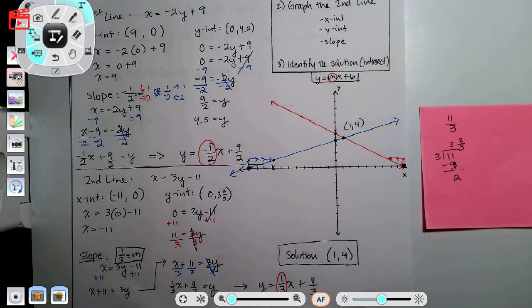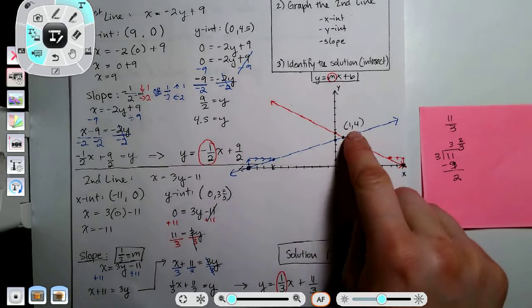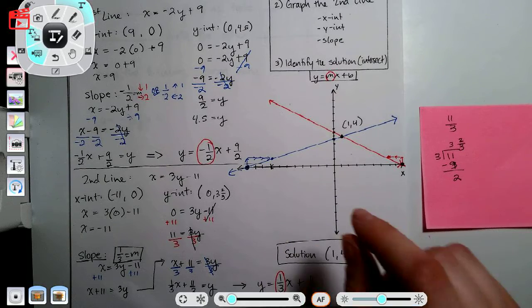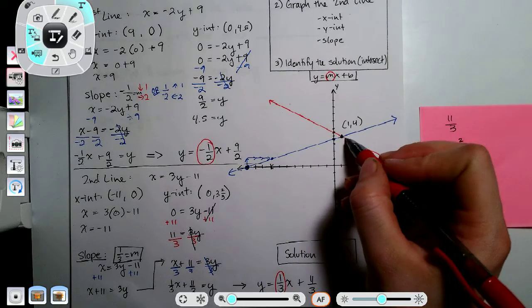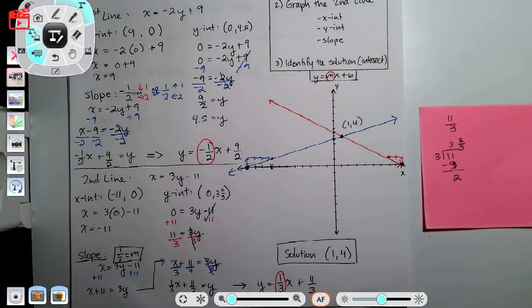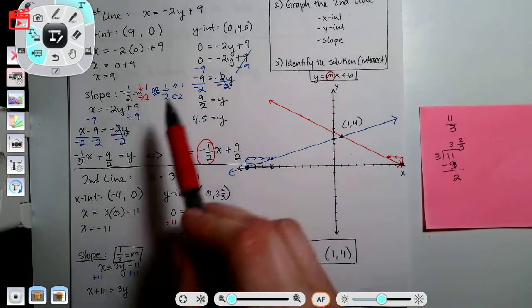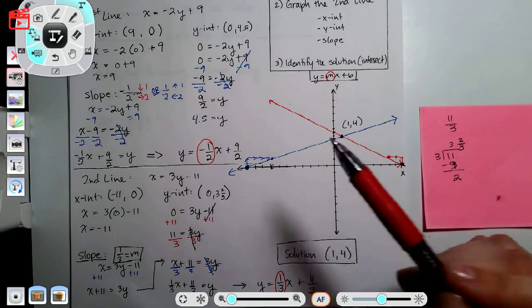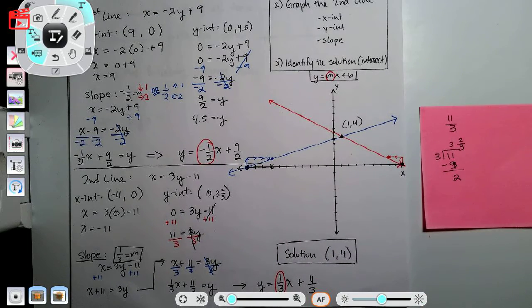The nice thing about this is that was an exact answer, 1, 4. But what if my answer was actually going to end up being a decimal? What if they intersected somewhere weird like this where I wasn't certain if it was a half or a fourth or something? Because graphing doesn't always work well, we wanted to have other methods. So the other methods are the ones that are going to be introduced in the next video, the elimination method and the substitution method.